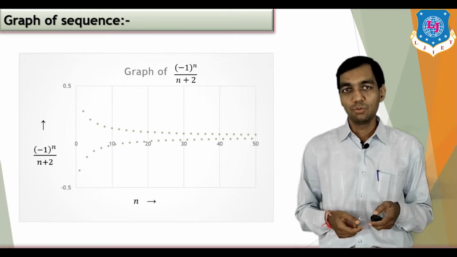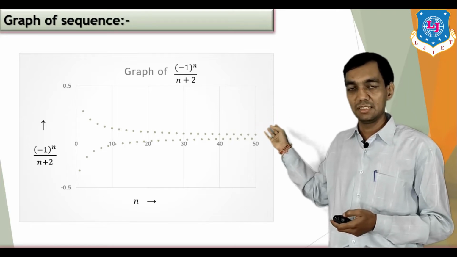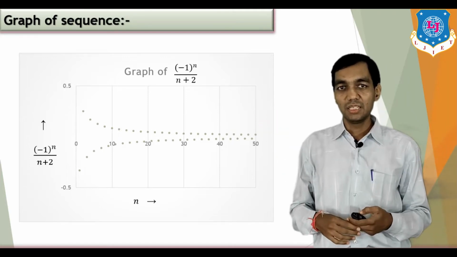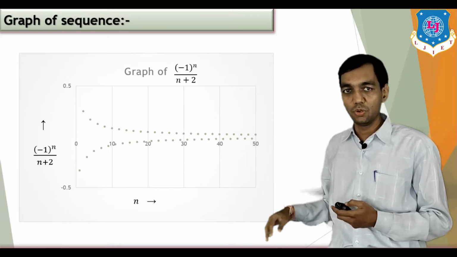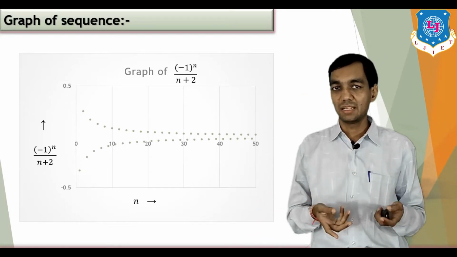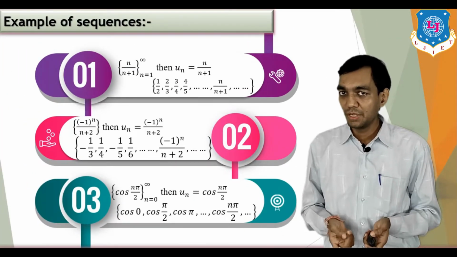Now the graph presentation is here. You can check that some of the points are above the x-axis and some are below because of the plus and minus values. In the same manner, the third example is cos(n pi by 2).